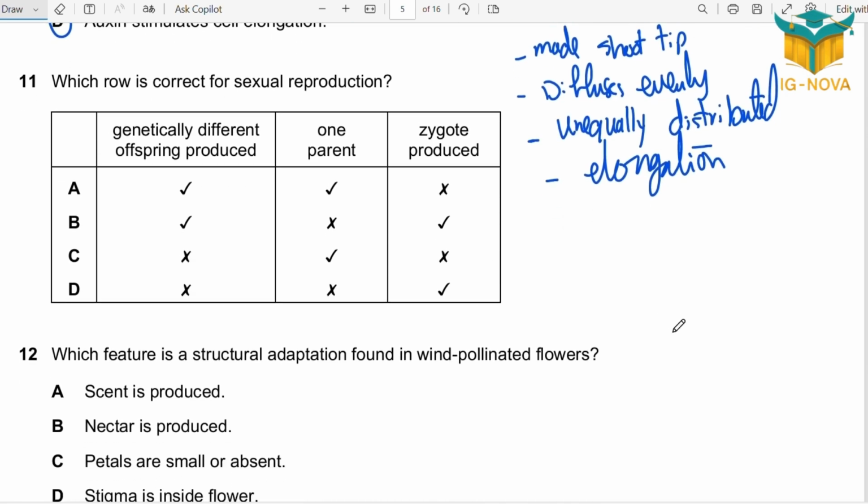Which row is correct for sexual reproduction? Don't forget, due to sexual reproduction, there is variation, differences. So there must be differences. So C is out. D is also out. We accept A or B. One parent is needed? No, we need two parents. Why? Because we need a male gamete and a female gamete. So one parent only is wrong. Zygote is produced. Zygote is a fertilized diploid egg cell. So B is correct.